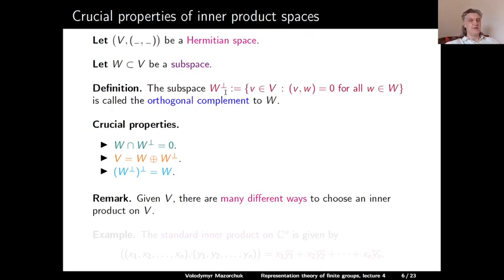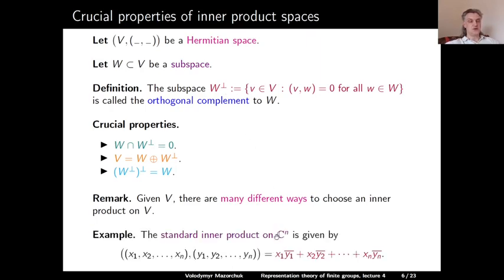Remark: given some V, there are many ways to choose an inner product on V. Here is one standard way to choose an inner product on the standard n-dimensional complex vector space Cn. If you take vectors x1 through xn and take the scalar product with y1, y2, through yn, let us define it as x1 times y1 complex conjugated plus x2 times y2 complex conjugated, and so on. So this defines on the standard complex vector space the structure of a Hermitian space.